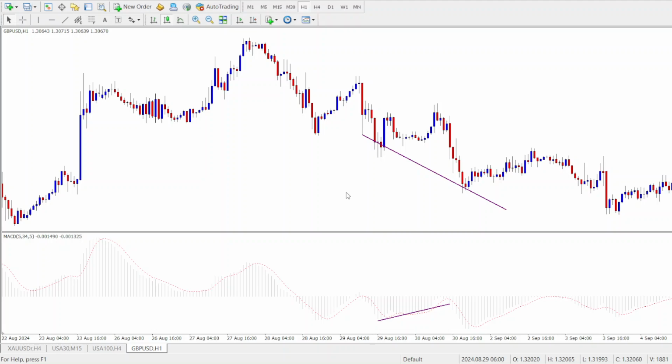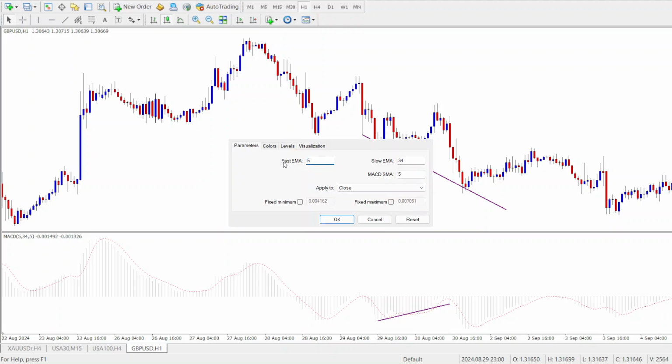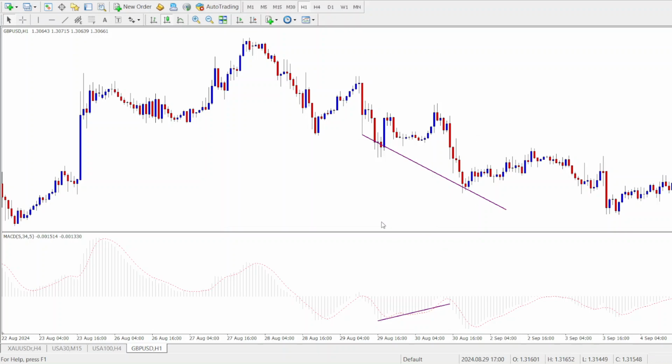Okay, and just like all moving averages, the MACD is a lagging indicator. You know, the MACD works with moving averages. We can see the fast EMA, exponential moving average, slow EMA, exponential moving average, MACD SMA, simple moving average, right? So it works with moving averages, that forms this thing that we're seeing here, and it's a lagging indicator just like all moving averages.